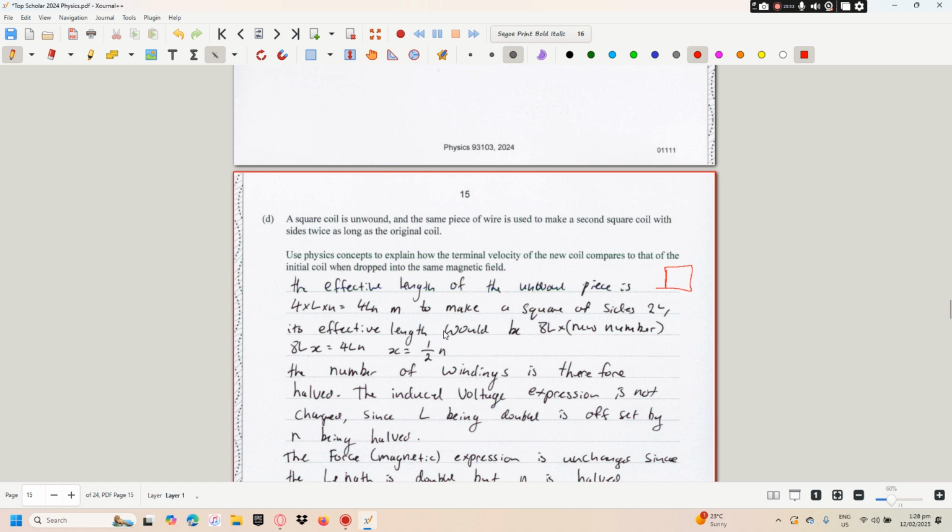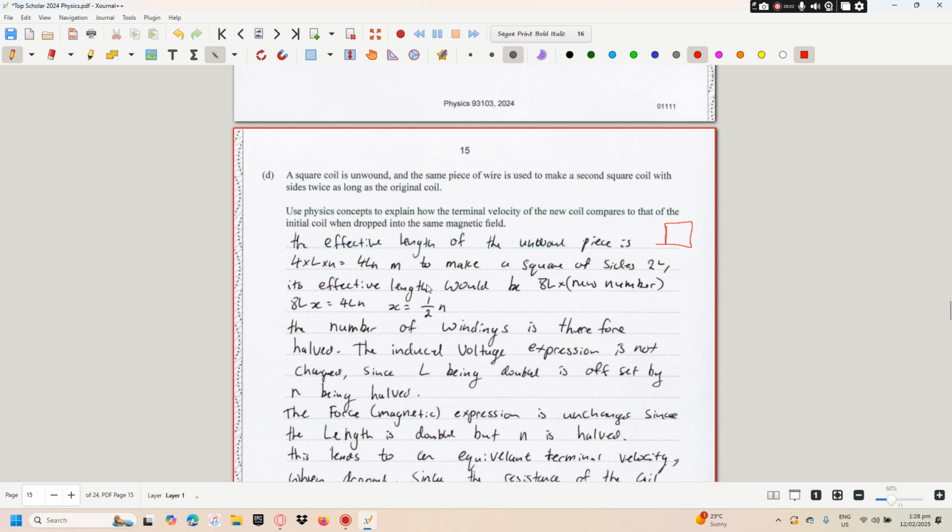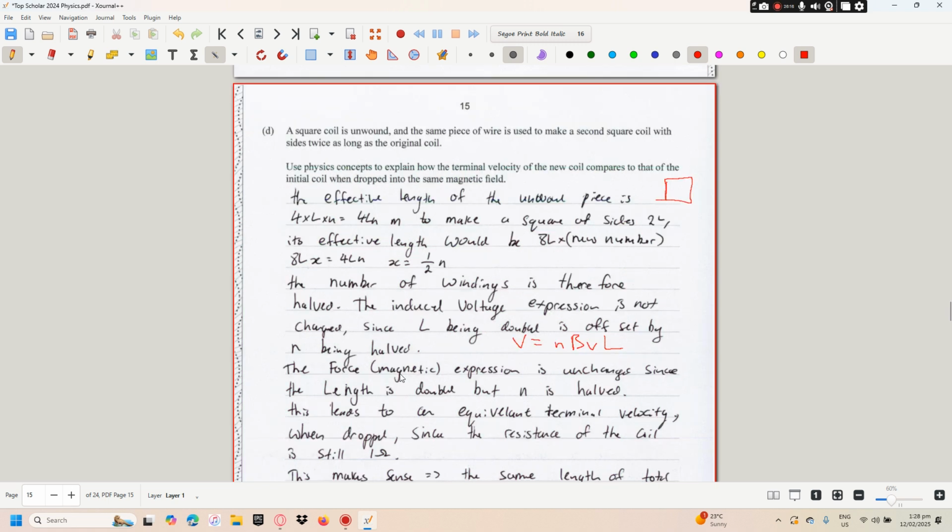So the number of windings is therefore halved, which should make sense. If you want to double the sides, you've got half the windings. The induced voltage expression is not changed. That's very important, since L being doubled is offset by N being halved. Because remember, voltage equals NvL. So N's halved, but L's doubled, so it won't be changed. The magnetic force expression is unchanged, since the length is doubled, but N is halved.